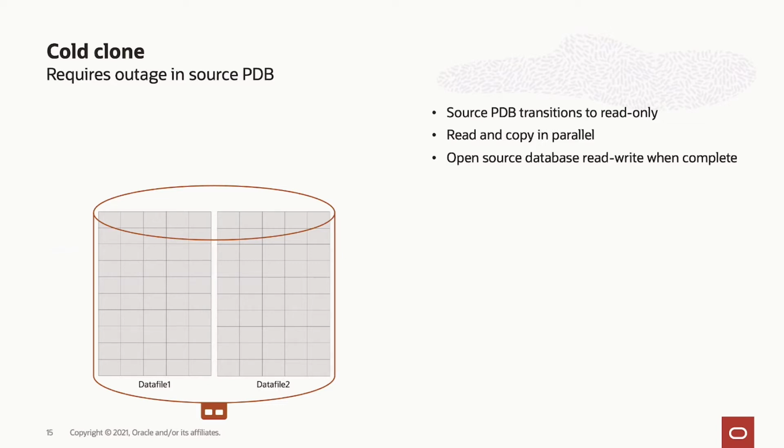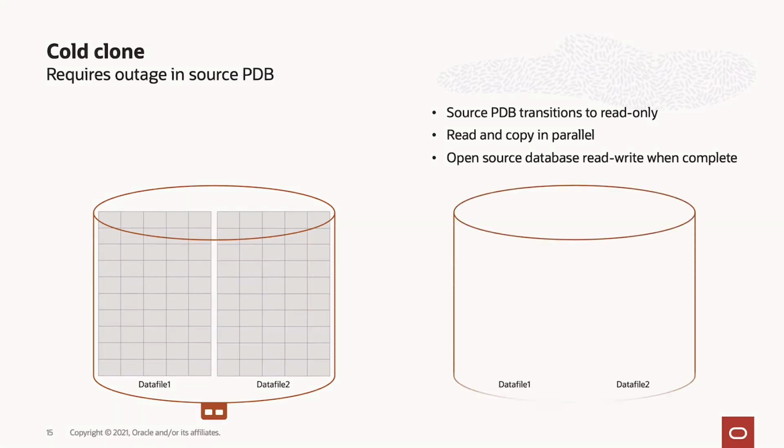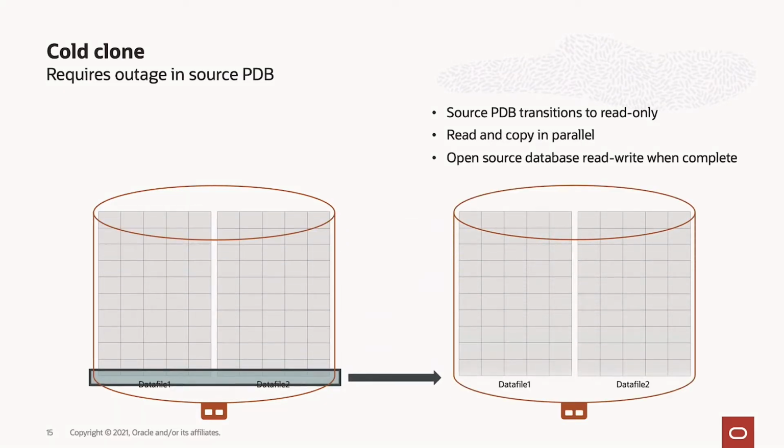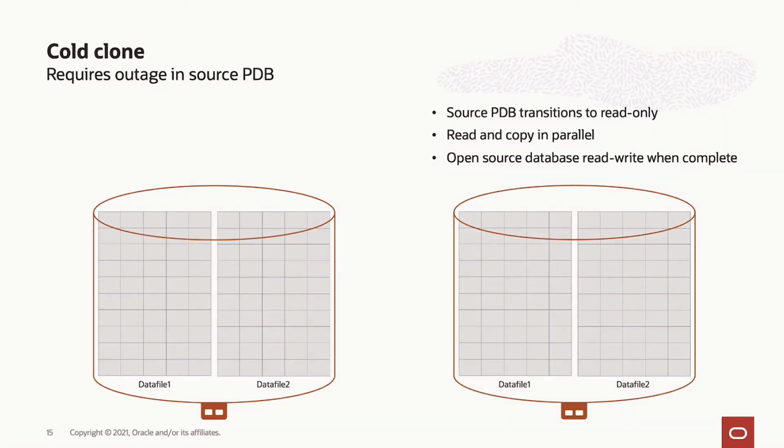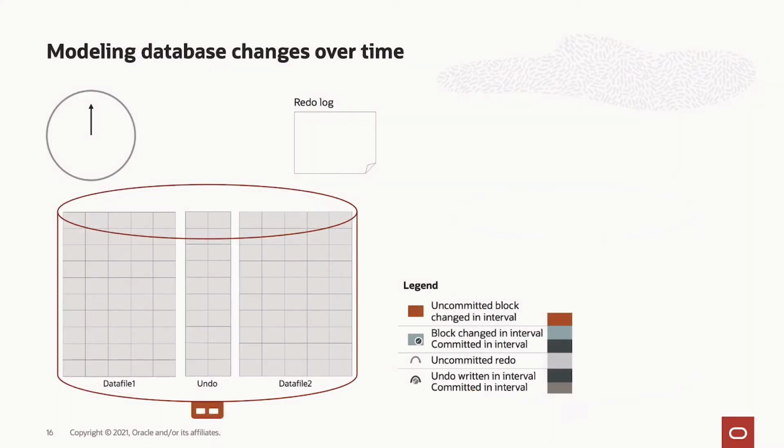Performing a cold clone is therefore simply a matter of scanning all the blocks of the source and copying them to the destination. Even this is a sophisticated operation, however, as parallel slaves will automatically be invoked to optimize performance. Once the clone is complete, the source PDB can be reopened read-write for processing to resume. So we can do cold clones. Why not just do hot clones? It's easier said than done.